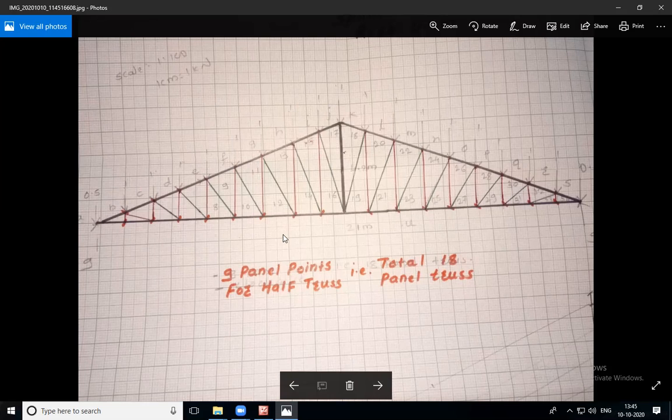And if you consider the extreme ends, what will happen at the extreme ends, there is only one sided panel present, so there is no other side. If you consider this A point or this extreme point, there is only right side members, no left side members are present, so that load will be only half of that particular one, that is 0.5. Similarly at the right end. Now the whole junctions or whole joints are loaded with 1 kilonewton load, and the extreme ends are loaded with 0.5 kilonewton load.